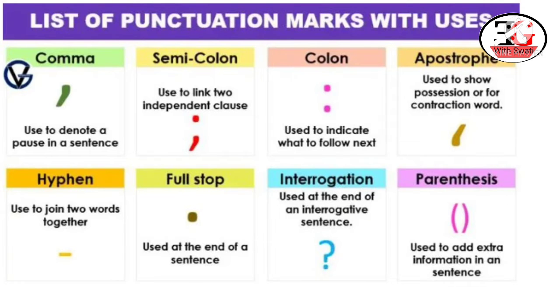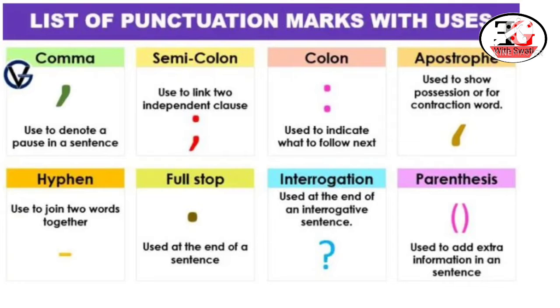Punctuation marks with uses. Comma is used to denote a pause in a sentence. Next, semicolon. Semicolon is used to link two independent clauses. Next, colon. Colon is used to indicate what is to follow next. Next, apostrophe. Apostrophe is used to show possession or for a contraction of words. Next, hyphen. Hyphen is used to join two words together.